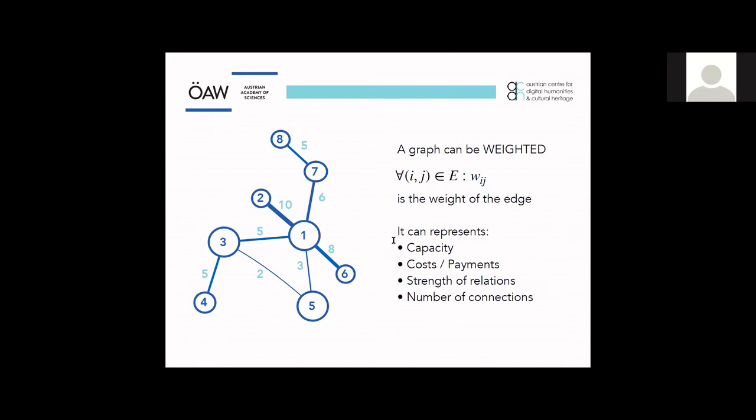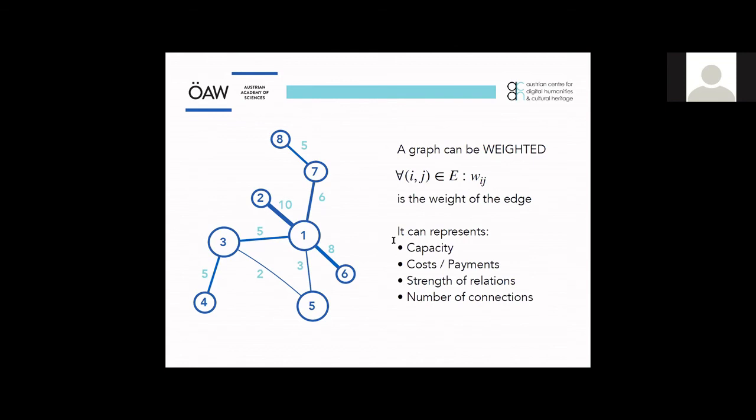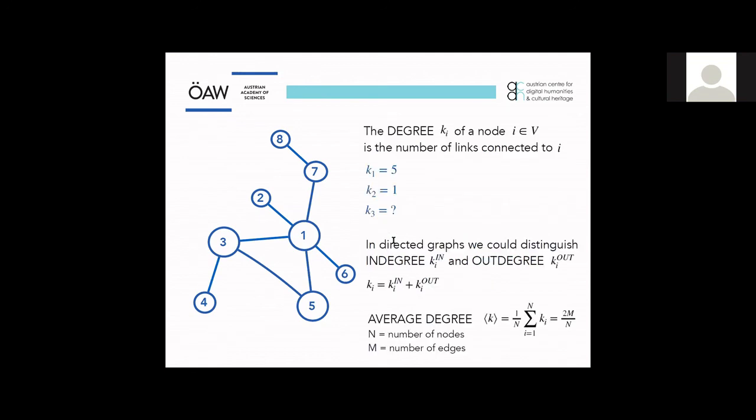So we can transform this multigraph into a simple graph and put, for example, here we have two links and we put the number 2 in the simple version. That is like a projection of the multigraph. So just to summarize, we have directed, undirected, simple, multigraph, weighted, not weighted, but of course much more, because for example we have dynamic networks in which we have links that appear and disappear, nodes that appear and disappear, and so on. So let's go to the most famous, let's say, measures.